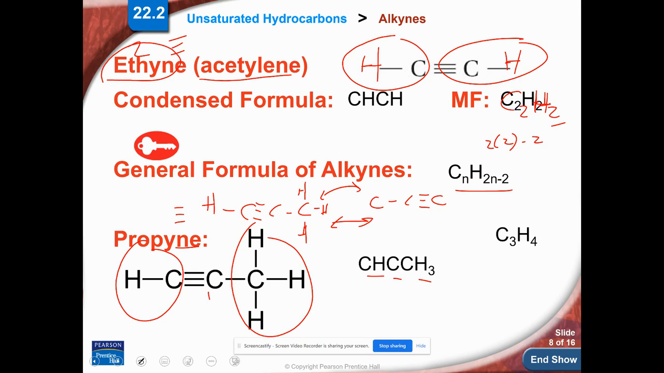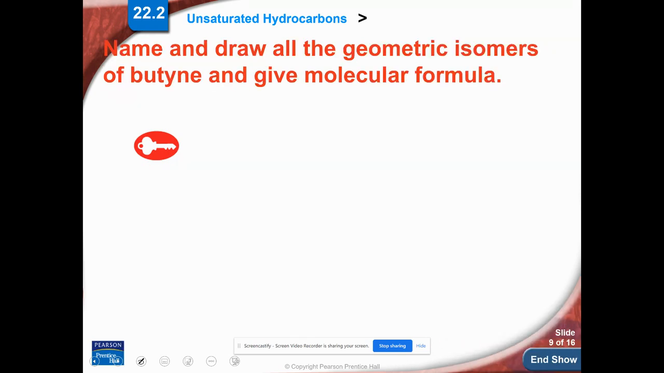Let's do a double check of the math. 3 times 2 is 6, minus 2 is 4. Yes, so it matches, and this is unsaturated, right? Because it's not full of hydrogens. Look, there are so much fewer hydrogens than there are in the alkanes.